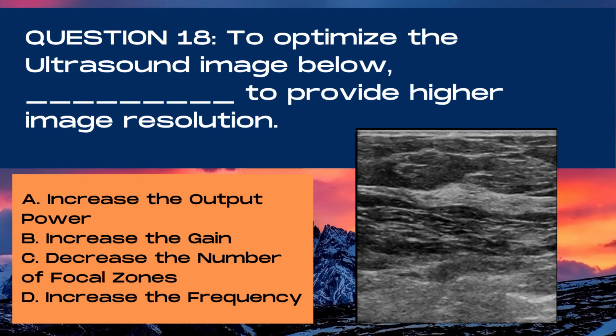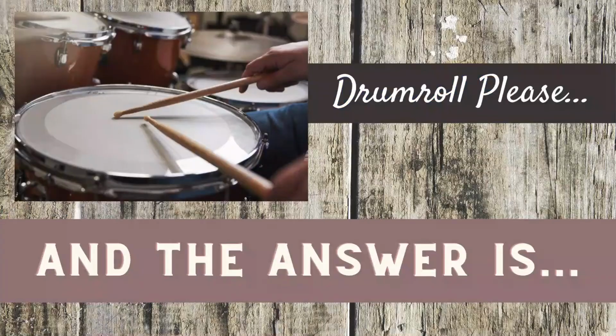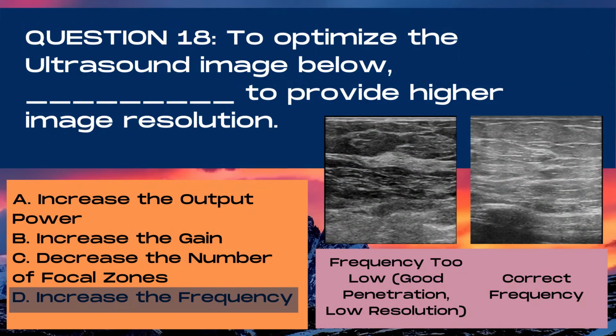Question 18. To optimize the ultrasound image below, blank to provide higher image resolution. A. Increase the output power. B. Increase the gain. C. Decrease the number of focal zones. Or D. Increase the frequency. And the answer is D.